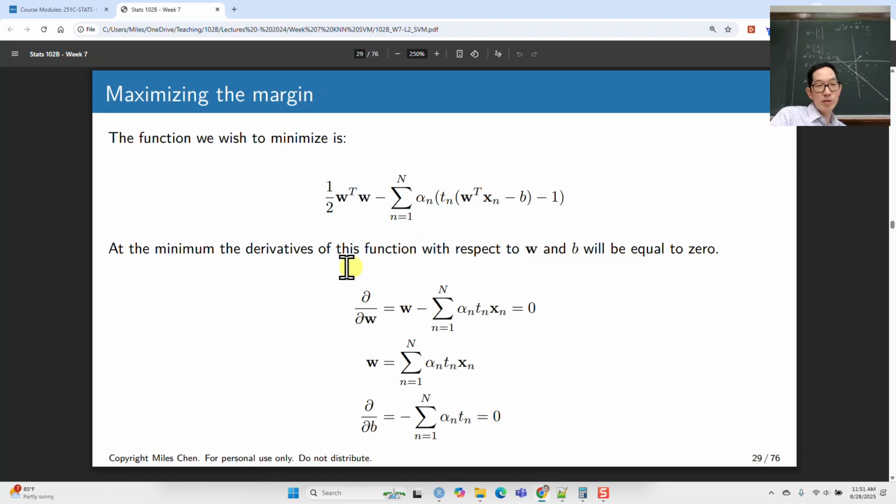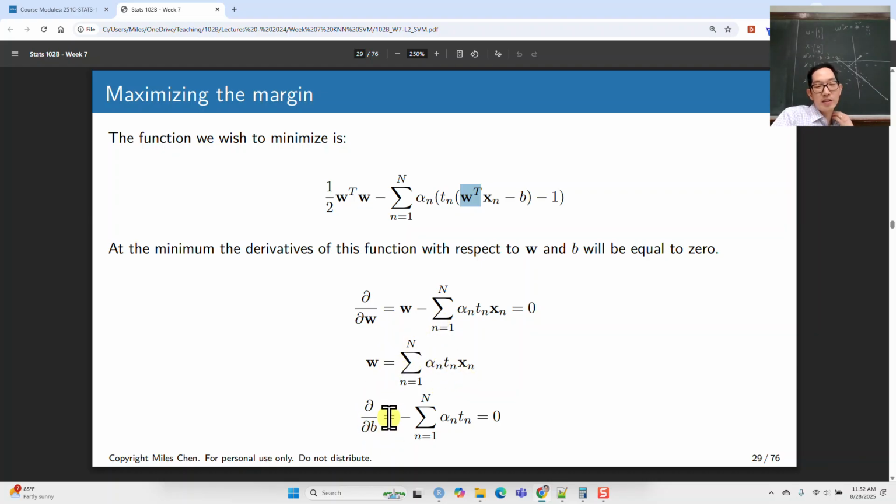And when we do this, at the minimum, the derivative of this function with respect to w and b is going to be equal to 0. So doing this is basically following this through and getting it into a form that we can throw into quadratic programming. Okay, so we're optimizing this subject to these constraints. We take the derivative of this and set it equal to 0. When you take the gradient with respect to w, you get all of this. You can solve for w, and you have this.